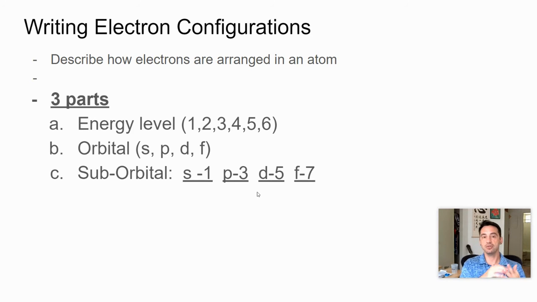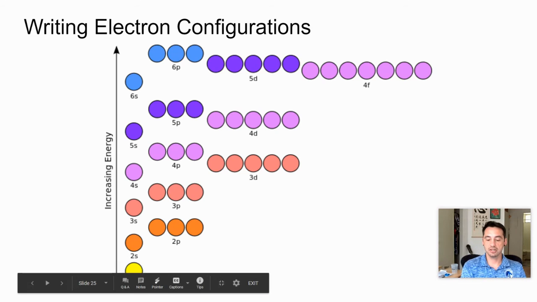Okay, then within those orbitals, there's suborbitals. So in the S orbital, there's only one suborbital. In the P, there's 3, so it's broken down to 3. In D, there's 5, and in F, there's 7. So actually, let me go back.